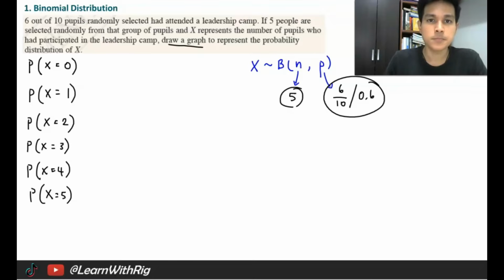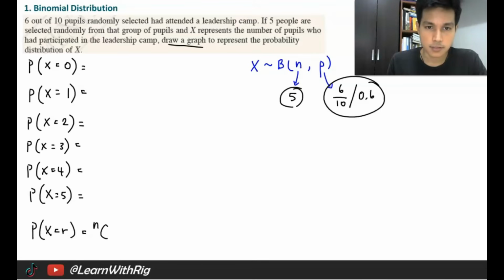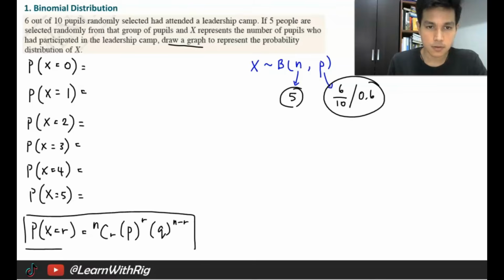So now to calculate this, you're just going to use the formula that I gave, which is, let me just write here, P(X = r) equals nCr p^r q^(n-r). Okay, this is the formula. If you can, try not to memorize this, because it's actually quite straightforward. Let me show you. So n is here 5.